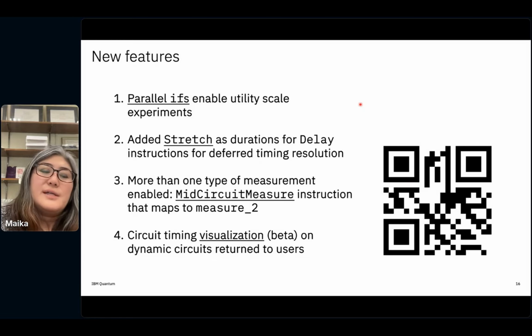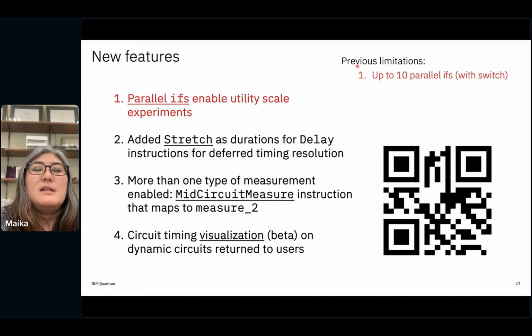And what I want to go through is what we had learned from the initial release of dynamic circuits. In the first release that we had, we learned it was a great tool to start using mid-circuit measurements and doing classical feed forward, but there were some limitations. In particular, if you want to do parallel ifs, you were limited to 10 parallel ifs. Beyond that, by using switch, and then beyond that, you had to do them all sequentially.